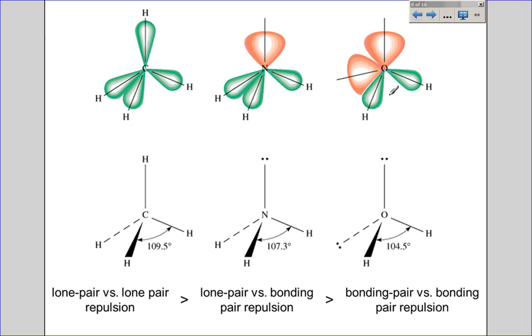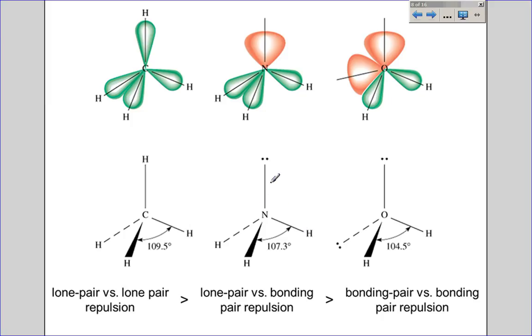Now this diagram is just showing you the effect of the lone pairs on the bond angle. CH4 is an example of a tetrahedral molecule that's perfectly symmetrical, with the angles being 109.5 degrees. The lone pair in NH3 will reduce the angle, the HNH angle, but as you can see, it's not that drastic. It is a measurable difference, but it is not that large.